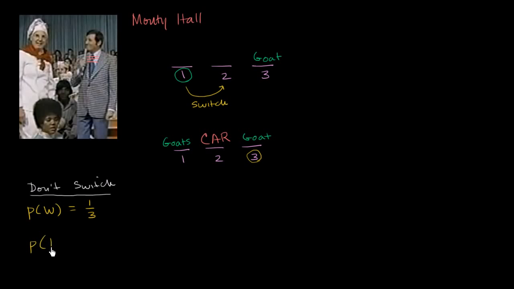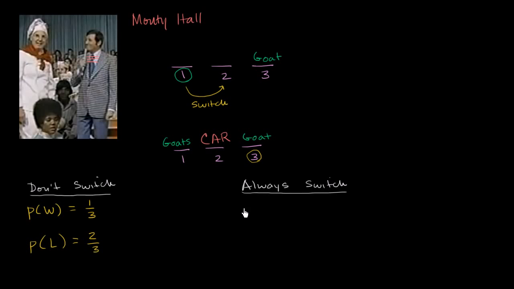Likewise, your probability of losing, well, there's 2 ways that you can lose out of 3 possibilities. It's going to be 2/3. And these are the only possibilities, and these add up to 1 right over here. So don't switch, 1/3 chance of winning. Now let's think about the switching situation. So let's say always. When you always switch, let's think about how this might play out.